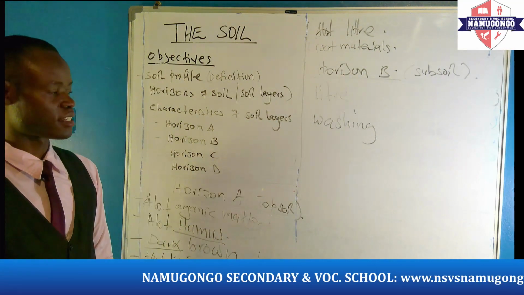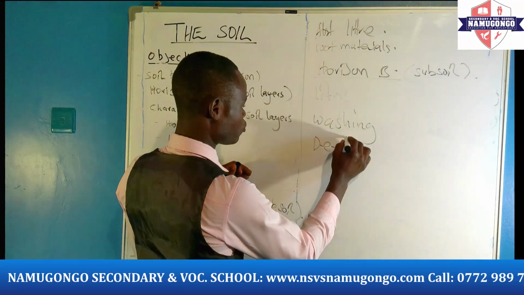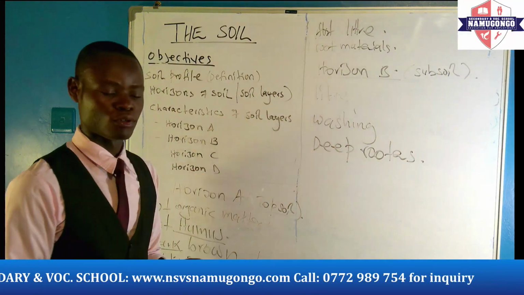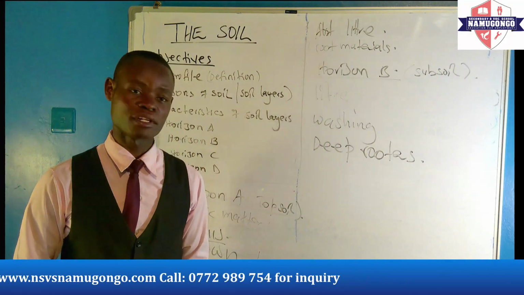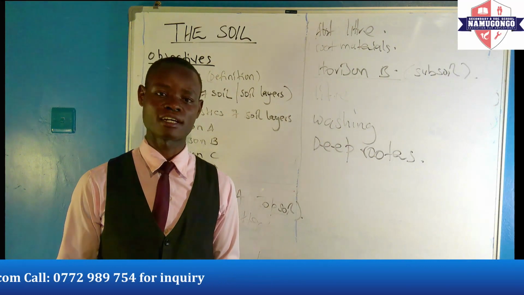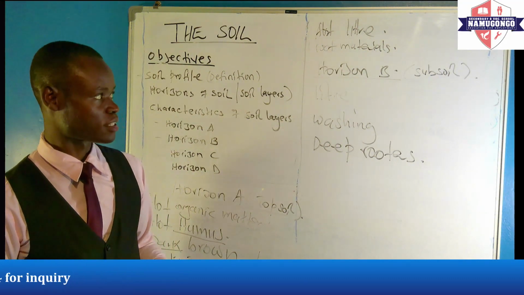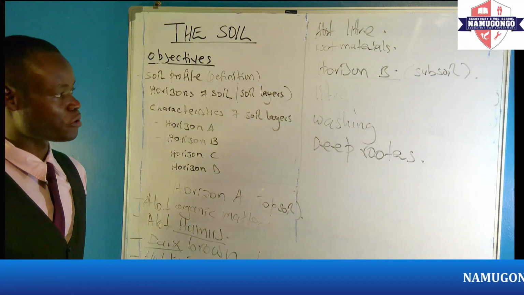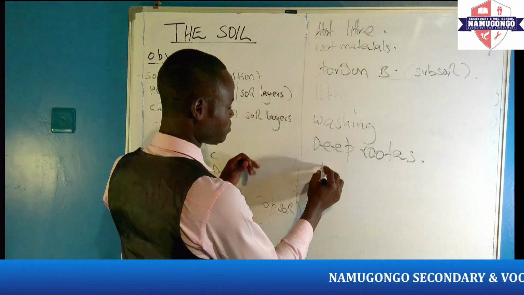You will find there are some roots, most especially the roots of deep rooters. Plants with roots that can penetrate the deeper layers of the soil, you can easily find their roots in this layer. Those are some of the features that we can talk about as far as horizon B is concerned.